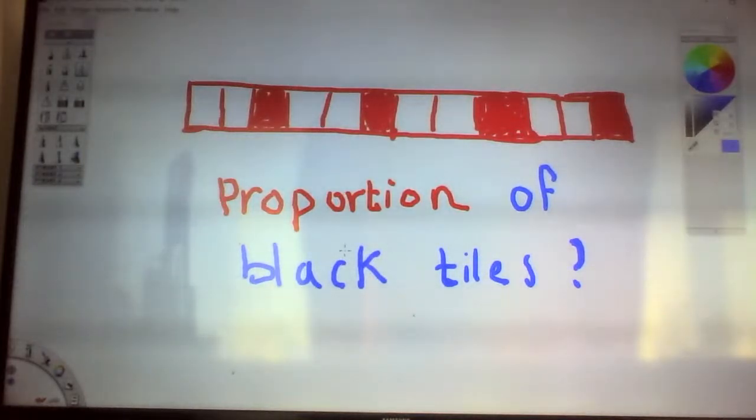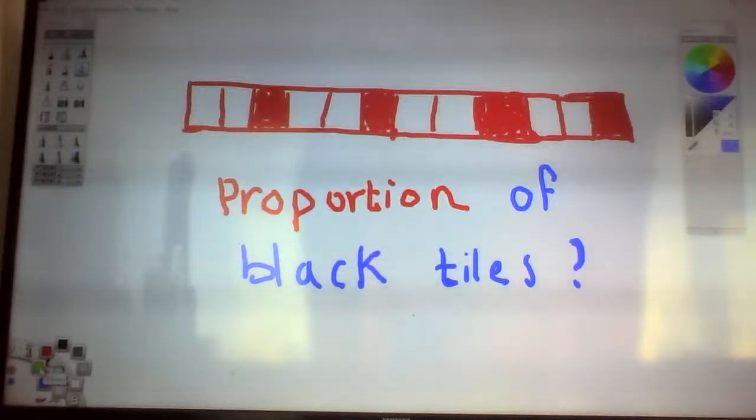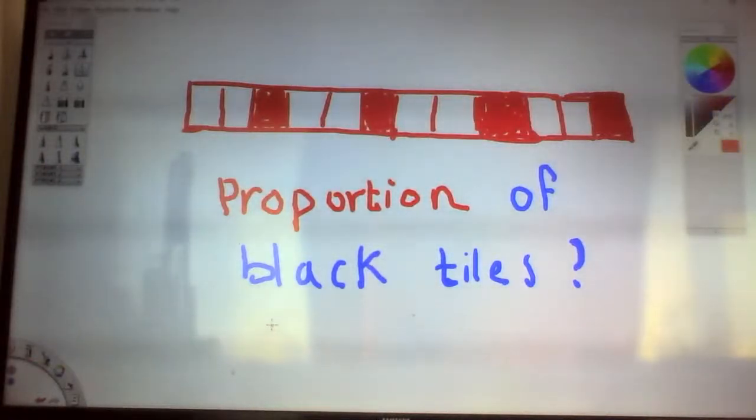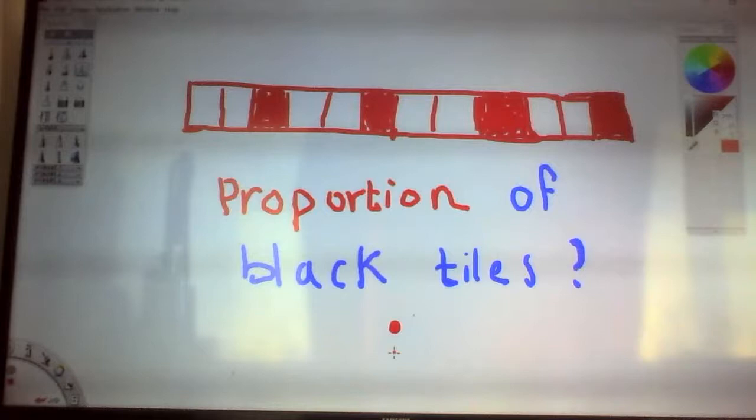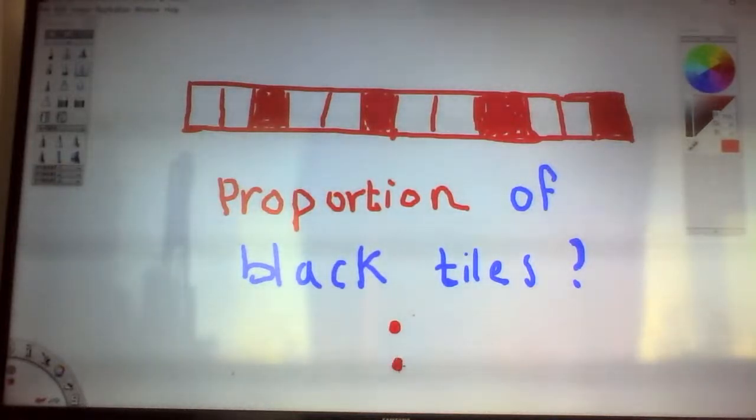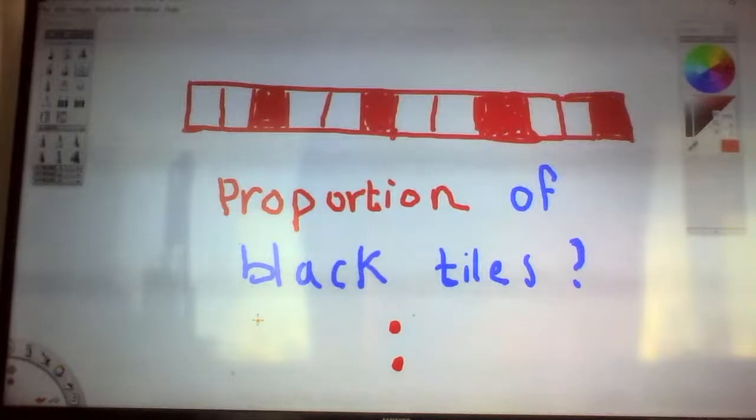So black tiles, we're only interested in black tiles. Our answer should also be in the form of using the word "to" or the two dots. So I'm going to draw them in first. These are colons, but they're kind of signs for proportion. So you see that means proportion. So the answer should be black tiles.